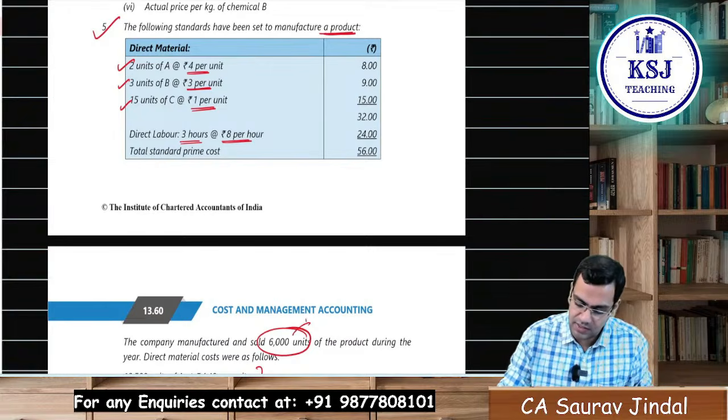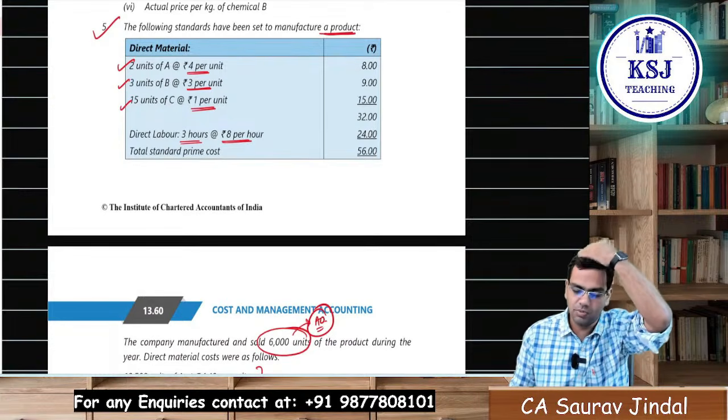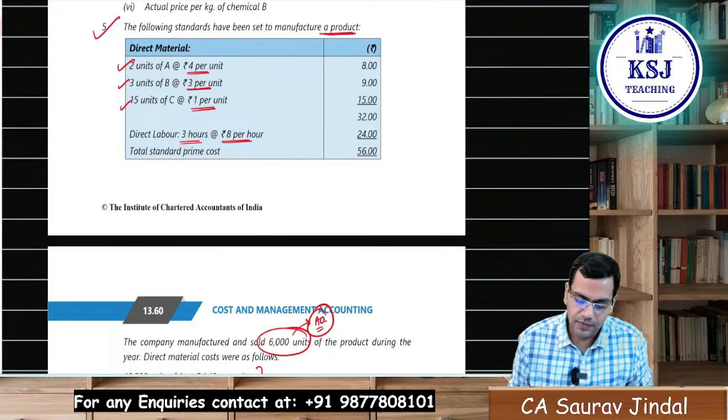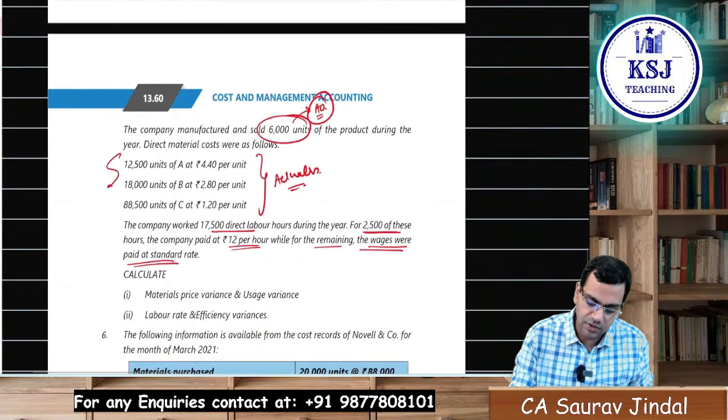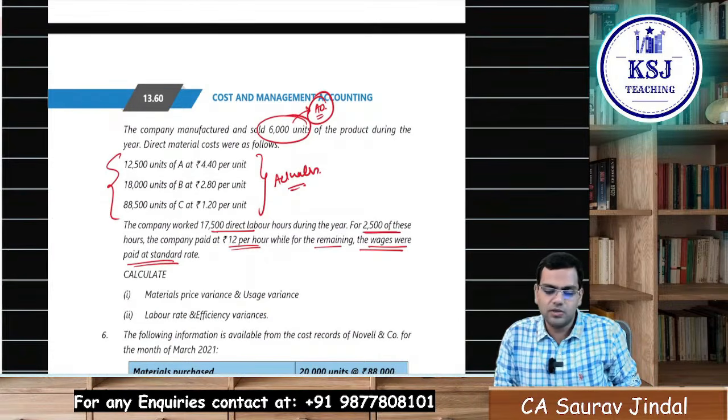The actual output is 6,000 units. Multiplied by 2, 3 and 15, you will get the standard quantity for actual output. Multiplied by standard price, you will get standard cost for actual output. Right? Actuals are given to you, so no issues in that.